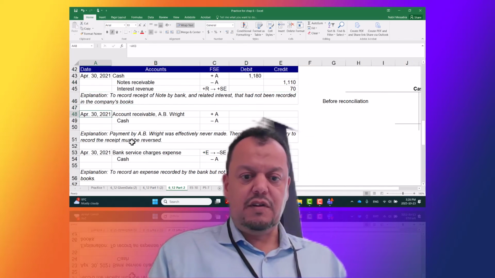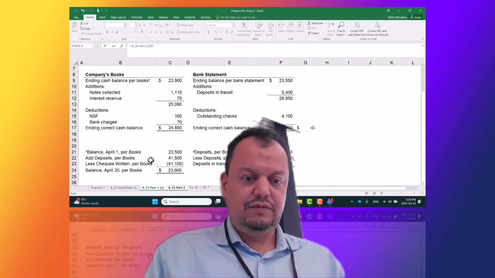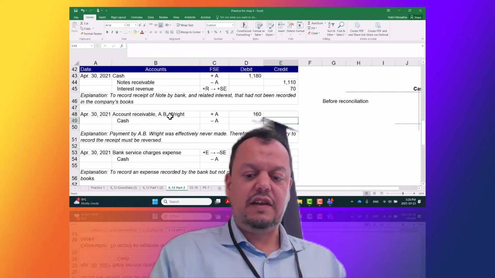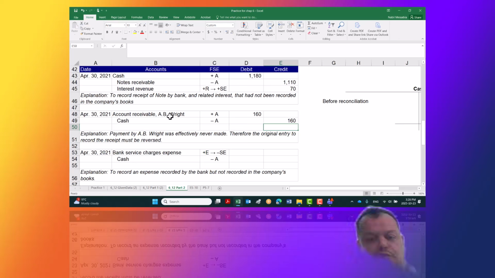Accounts receivable on the debit side, $160, and cash, $160. That way, we recreate the receivable again. Now we still need this client to pay us the amount, and we credit cash because it was a false debit that was done before.